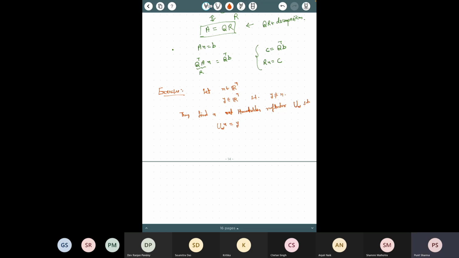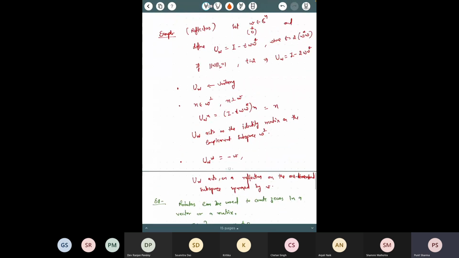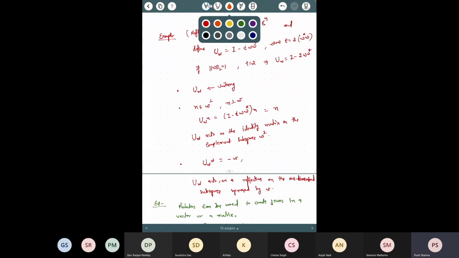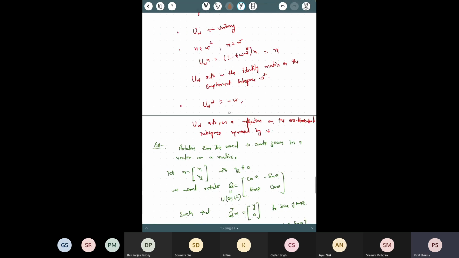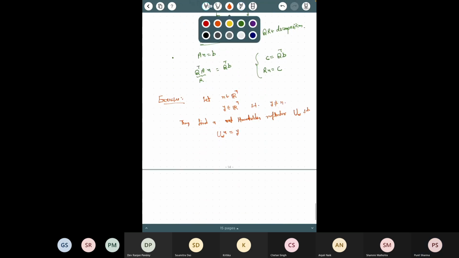In order to construct such a reflector, what do you need to do? In the definition of the reflector, you just need to choose the vector W. If you choose W appropriately, then U_W is very easy to construct. So the main thing is to see what W is. I can give you this hint: try with W equal to X minus Y.